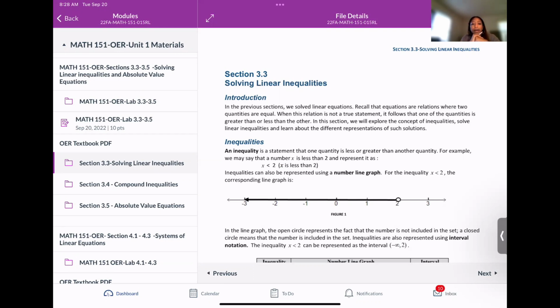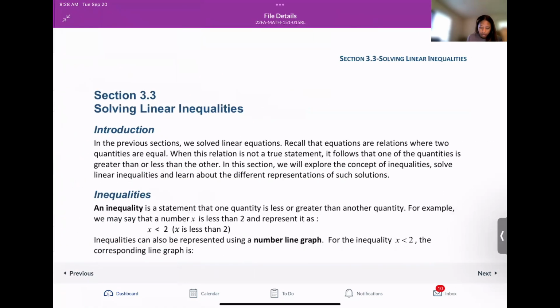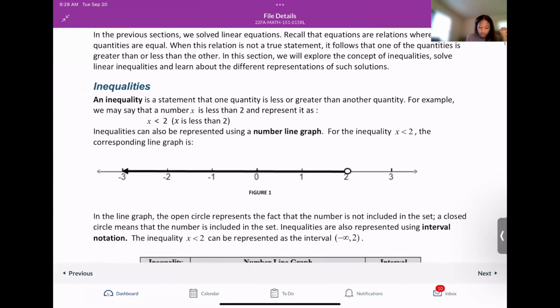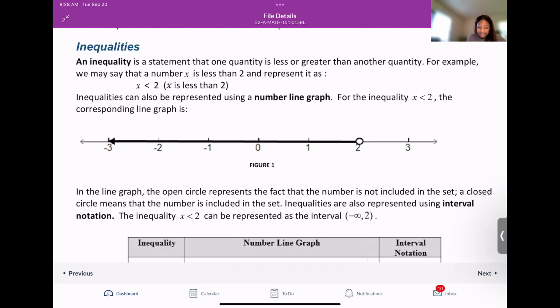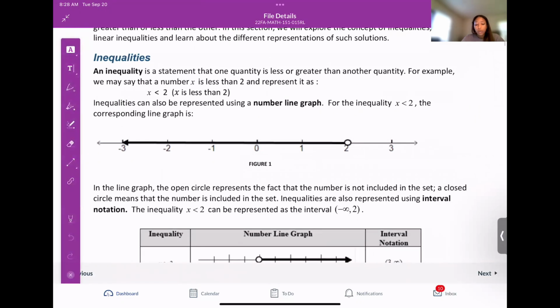And then we're also going to talk about how to graph the solutions on a number line like we see here. All right, so what is an inequality? Let's start there. An inequality is a statement that one quantity is less than or greater than another quantity, okay? So instead of having equal signs, we're gonna have greater than, less than, or greater than or equal to, less than or equal to symbols. And we wanna solve or find all of the x values that satisfy the inequality, okay?